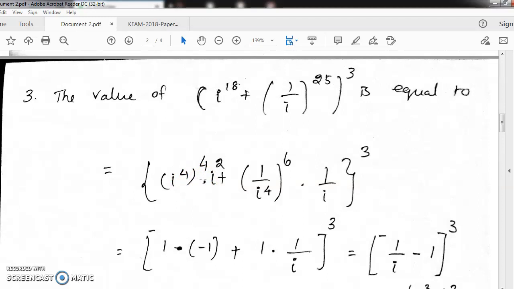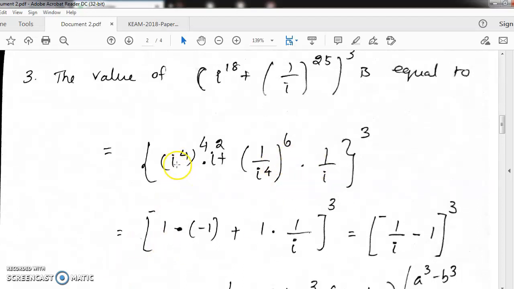But it is difficult for you to find out i raised to 18 or i raised to 25 directly. So you have to simplify this i raised to 18 in this fashion, and then you can complete it easily. And 1 divided by i raised to 25 is 1 divided by (i raised to 4) the whole raised to 6 into 1 divided by i. So this will be 24, and here one i will be there, so that will become equal to 25. Simple.